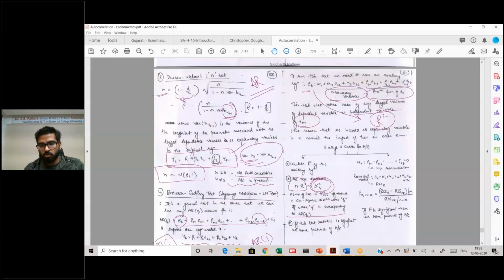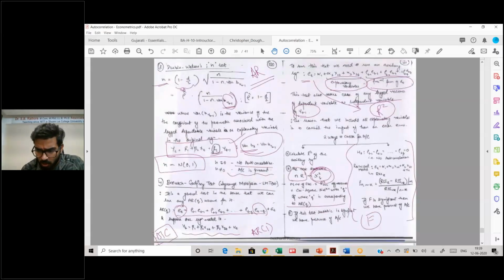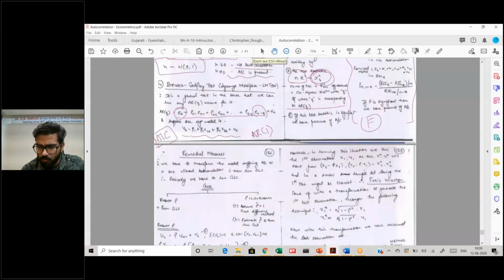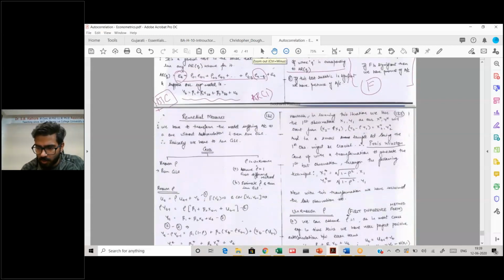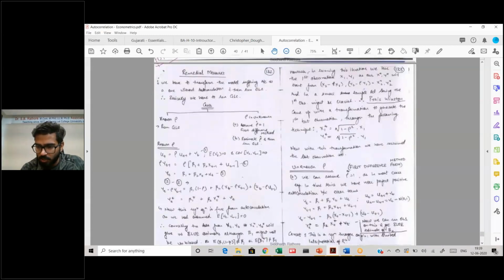If it's not, then you say you don't have autocorrelation. And this is the other way. Have a look at this: the F test to calculate the same. This is another way to test, the Breusch-Godfrey test. So I've explained the two tests to you.